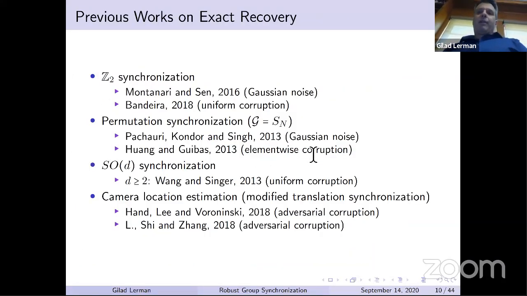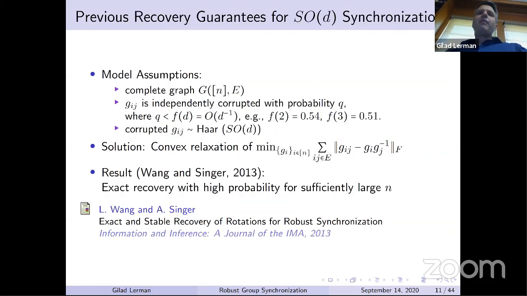So there have been a lot of works in the last decades on group synchronization. Not a lot of works on adversarial corruption. Actually, the only works on adversarial corruptions are for a different but related problem on camera location estimation. But let's focus on group synchronization, and because we focus on SOD for simplicity, let me tell you about previous work on SOD synchronization. The first work is by Lanhui Wang and Amit Singer. It was published in 2015.